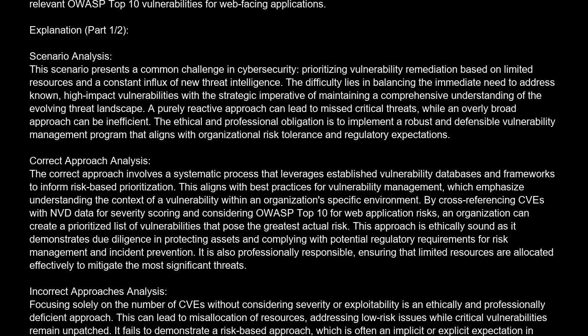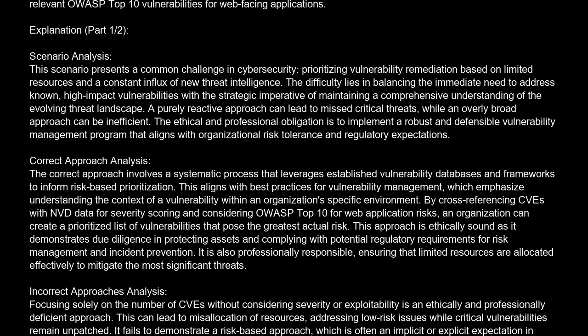This approach is ethically sound, as it demonstrates due diligence in protecting assets and complying with potential regulatory requirements for risk management and incident prevention. It is also professionally responsible, ensuring that limited resources are allocated effectively to mitigate the most significant threats.